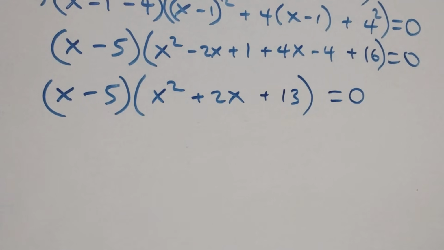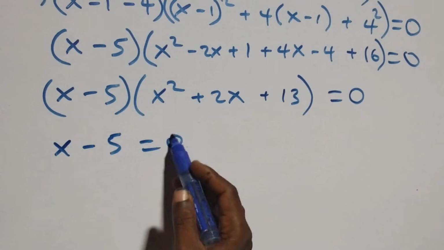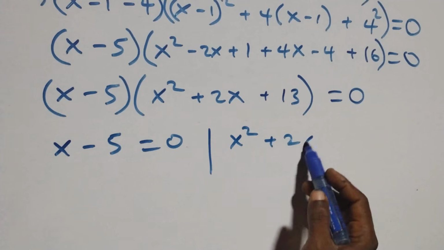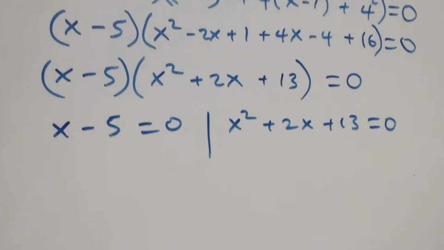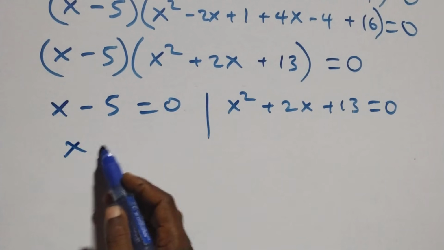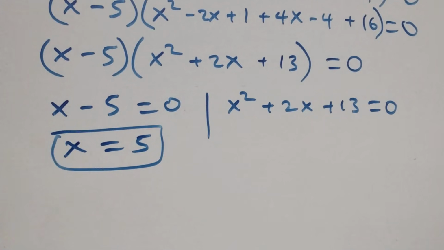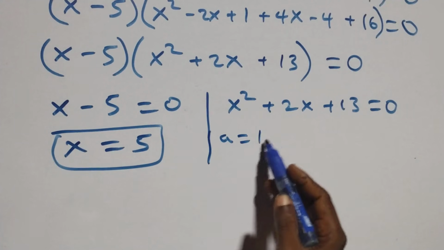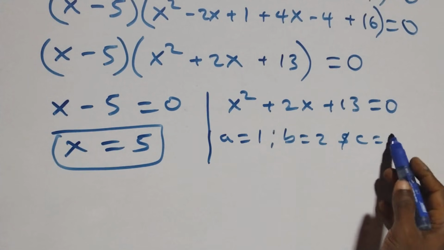Then we also have two possible cases. First one, x minus 5 equals 0, or we have x squared plus 2x plus 13 equals 0 here. Solving on this side, we have x equals 5, which is a real solution as well. We have this quadratic equation where a equals 1, b equals 2, and c equals 13.